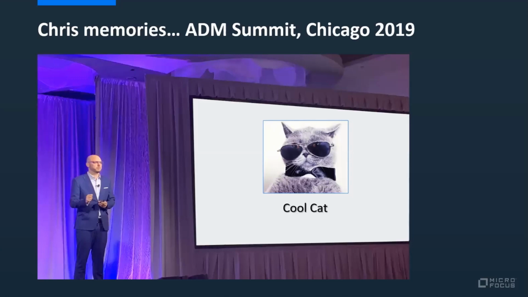And my memory of that is standing up on stage and talking about how he was a cool cat. I mean, not how he was a cool cat, even though he is a cool cat, but how he's talking about how the future of test automation is with cool cats and cool dogs. And I'm like, what is he talking about?